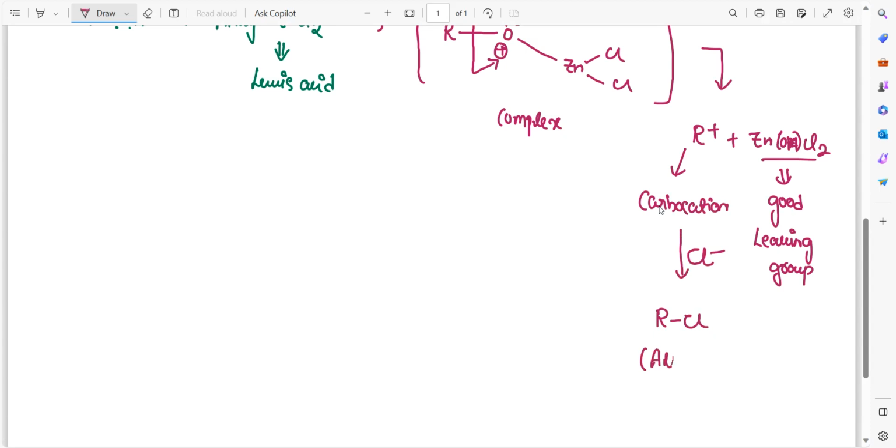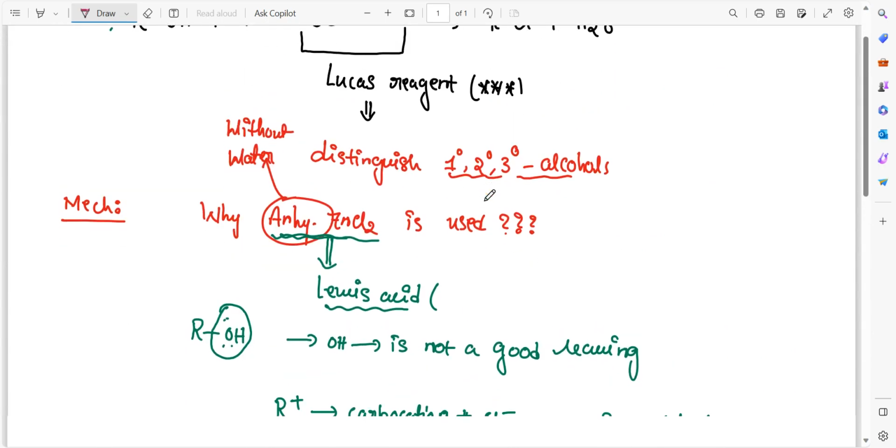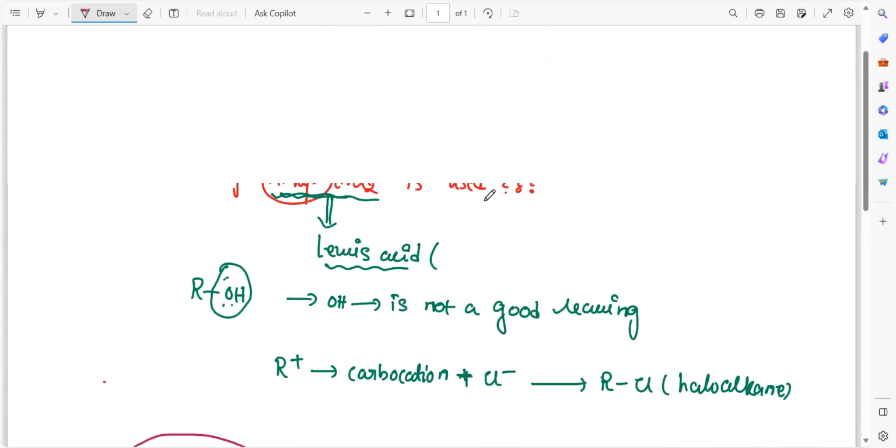We produce the alkyl halide, simply called haloalkanes. Both are the same. Alkyl halides are haloalkanes, plus water is produced. This is all about the mechanism of Lucas reagent. I hope Lucas reagent is clear to you.